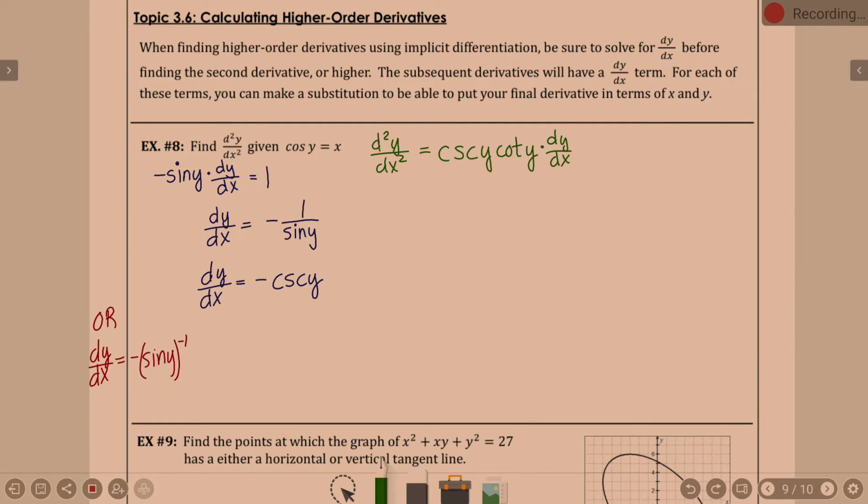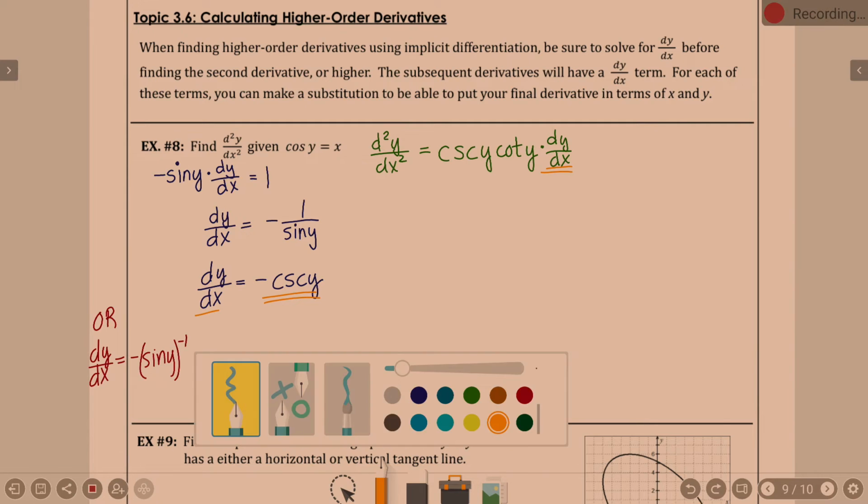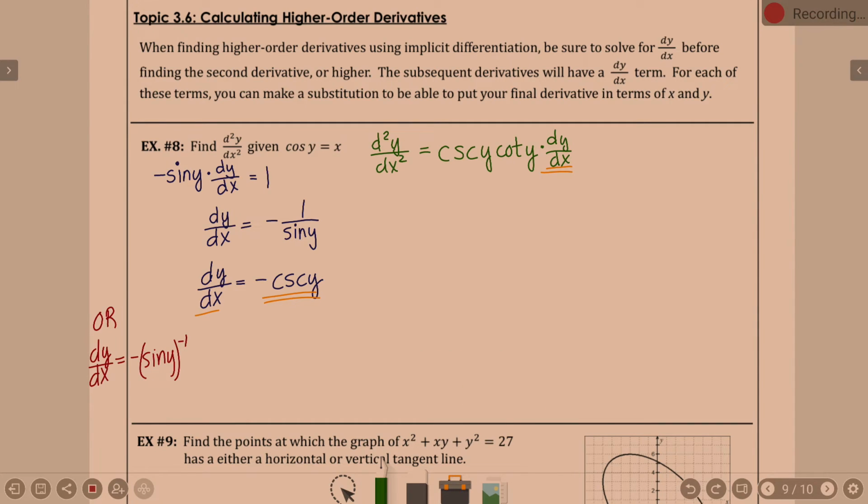Now, we've taken our second derivative. However, we can't leave our second derivative with a dy/dx. What did we already figure out earlier? dy/dx equals negative cosecant y. So we replace? Yes. You're seeing where we're going. I didn't say you're liking where we're going, but you're seeing it. d squared y over dx squared is cosecant y cotangent y times negative cosecant y.